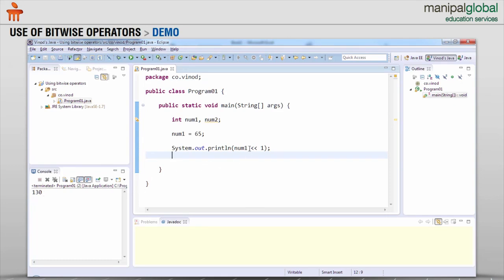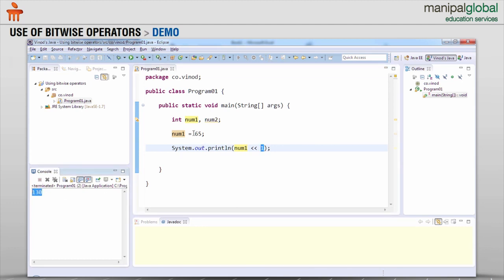Now how did this happen? The operator << is called a left shift operator. Basically, it is going to shift the bits within this num1 by 1 unit and then generates the equivalent and then prints that value. So that is 130. Now num1 is as it is, but during the expression's evaluation, the shift happened.